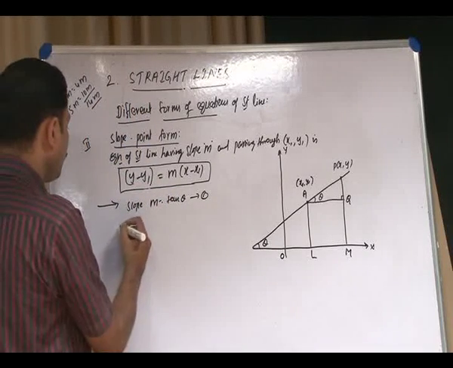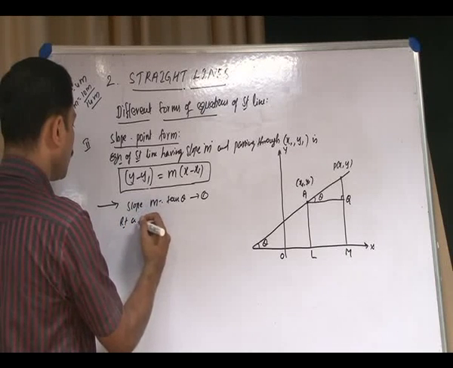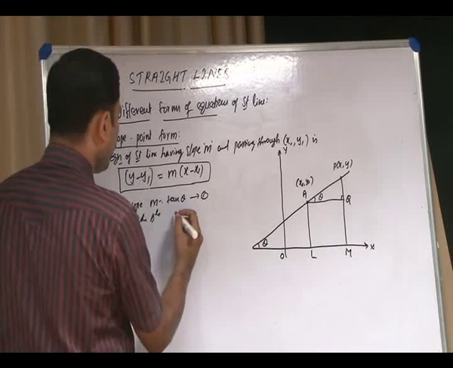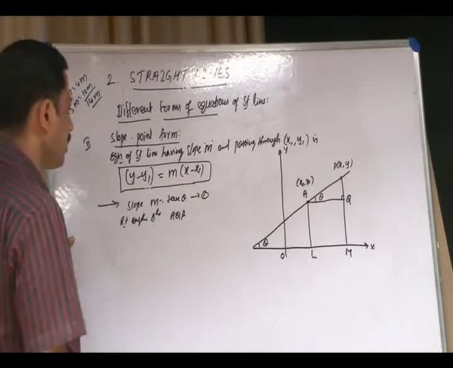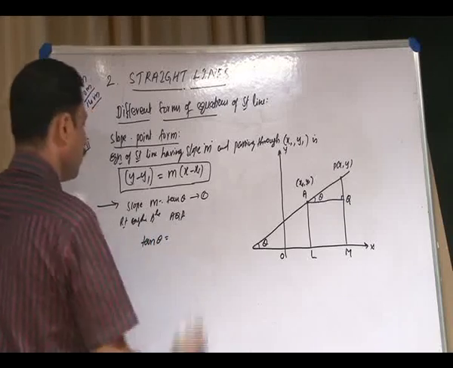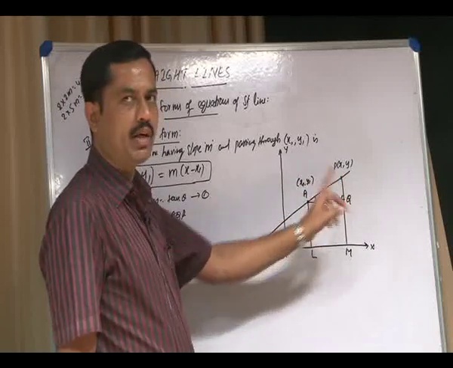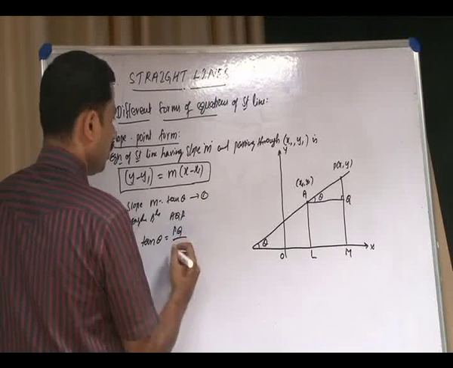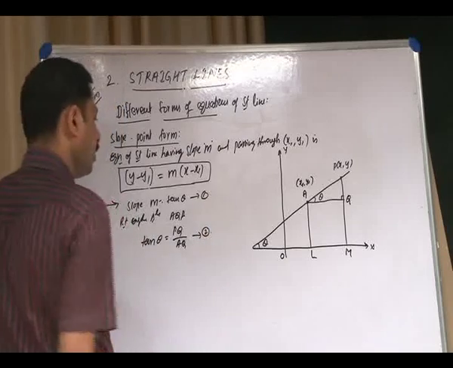So from the figure, in a right angle triangle AQP, once again we define tan theta. What is the definition? Tan theta is equal to opposite side divided by adjacent side. Therefore, tan theta is equal to opposite side PQ divided by adjacent side AQ. I'll consider this as equation 2.